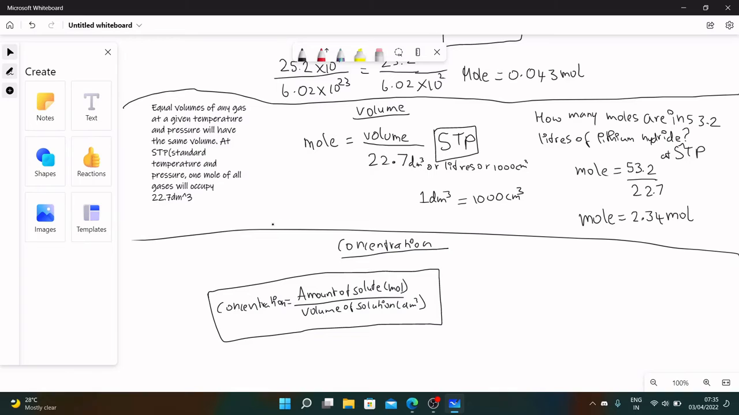Let's work out some questions now. What is the amount of salt in 5 dm³ of salt water with a concentration of 2 moles per dm³?